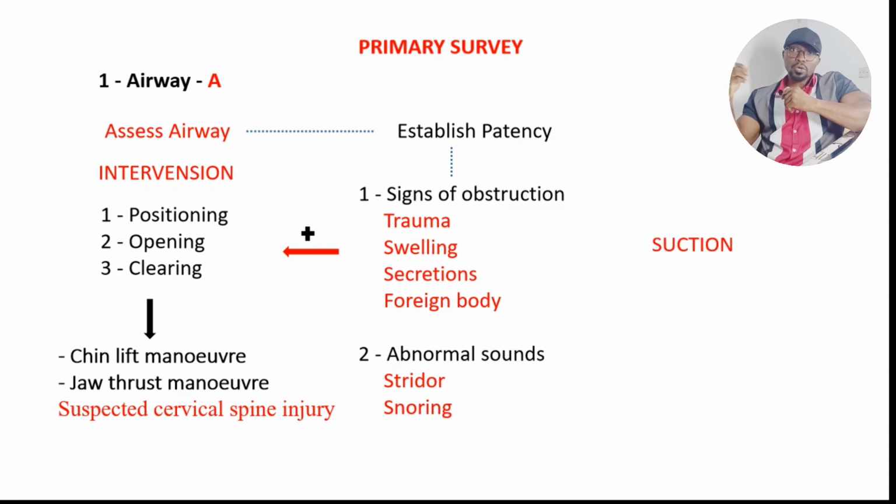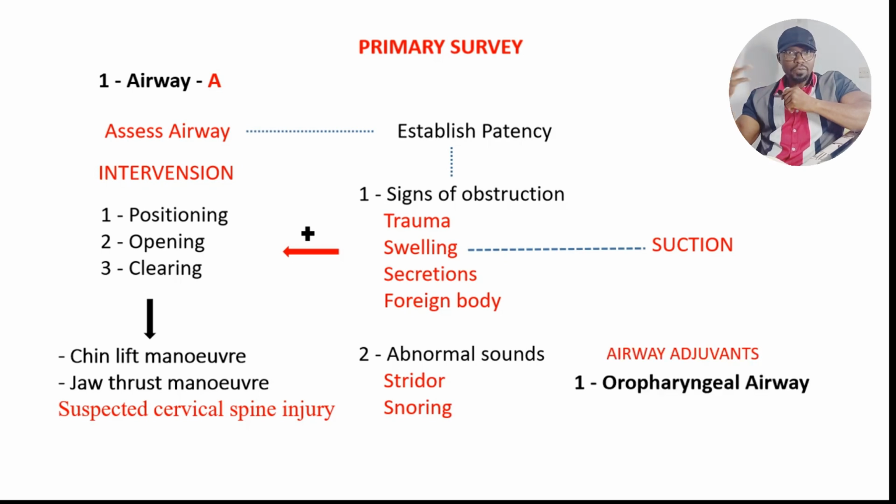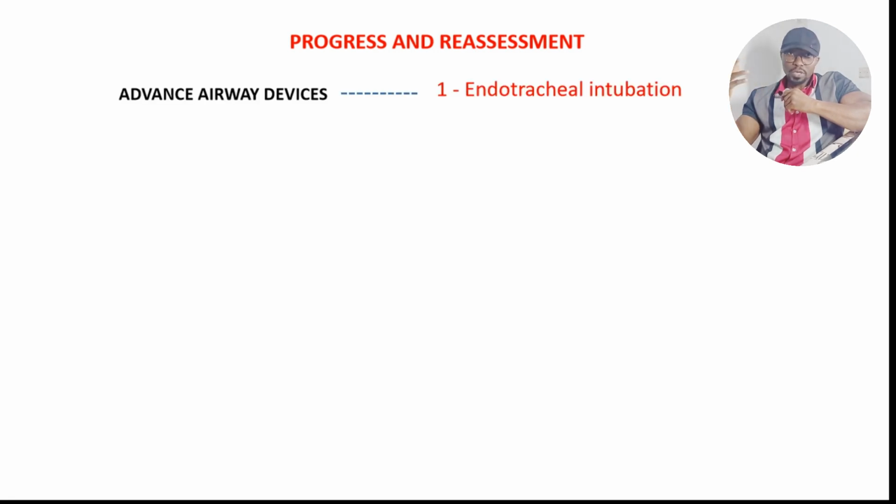Suction is also performed in order to remove secretions out of the airway. Airway adjuncts like oropharyngeal or nasopharyngeal airway can also be used at certain times. It is important to reassess the airway after performing every intervention. Some patients may require use of advanced airway techniques or devices like endotracheal intubation or even a surgical airway.